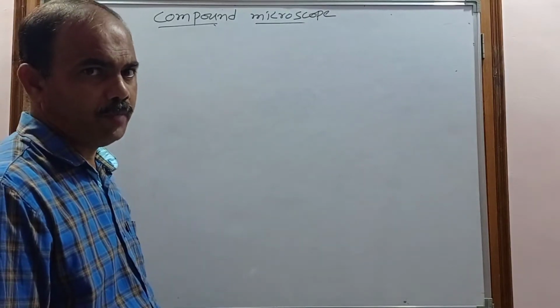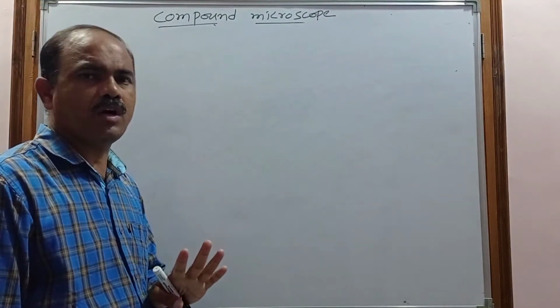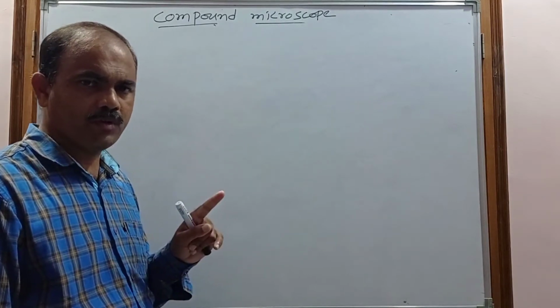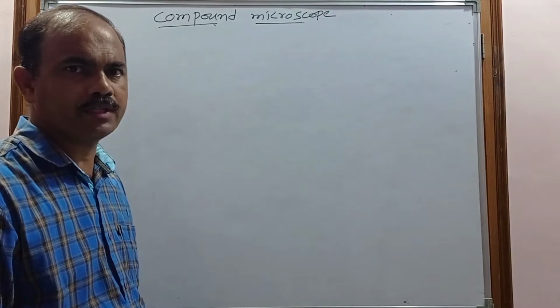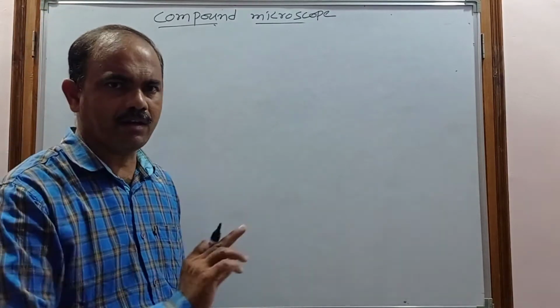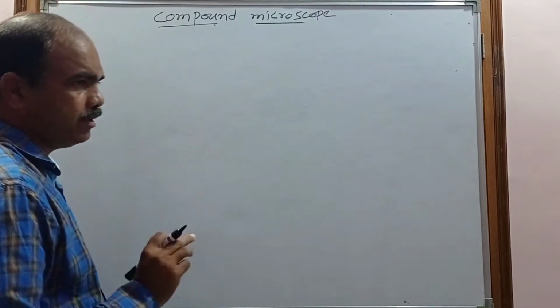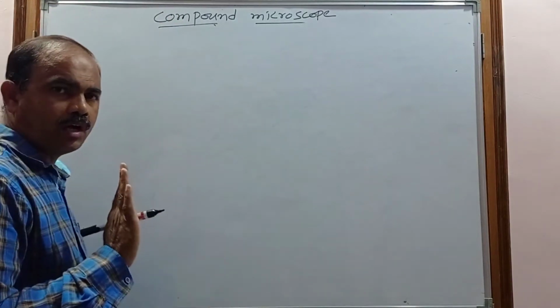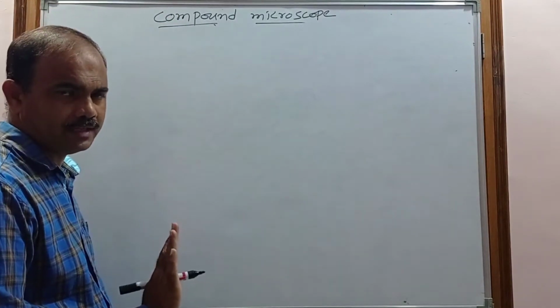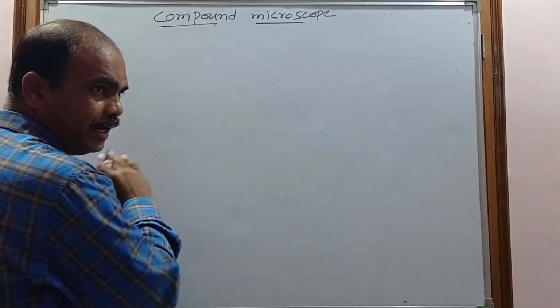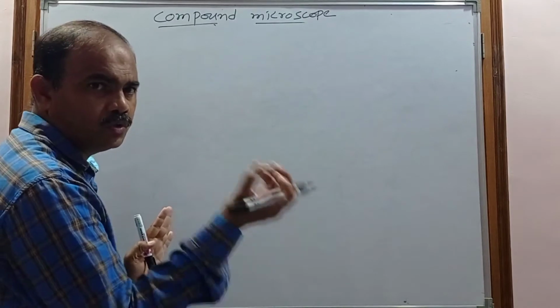The compound microscope consists of two convex lenses, but the simple microscope consists of only one convex lens. The compound microscope consists of two convex lenses. One convex lens is towards the object and another convex lens is towards our eye.